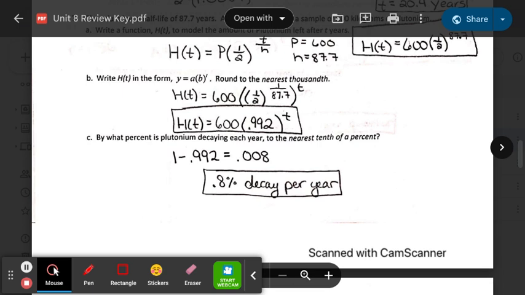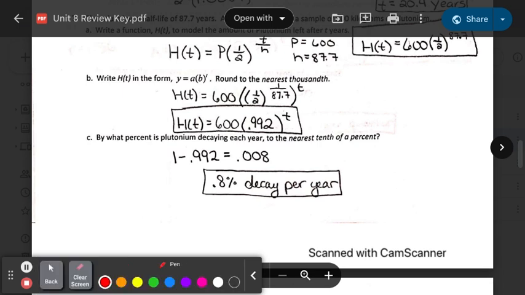Okay, by what percent is plutonium decaying each year? So here's our function. So it's not decaying by 99.2%. Remember, base 0.992 minus 1, and it's 0.008. If it's a negative, wait a second. Oh, it's decaying because that's half. Never mind, I was just having a brain fart. 0.008, so you would say 0.8% decay. What I was thinking is usually if it's a negative, we would say it's decaying, but because it's half-life, it's automatically decaying. My bad.